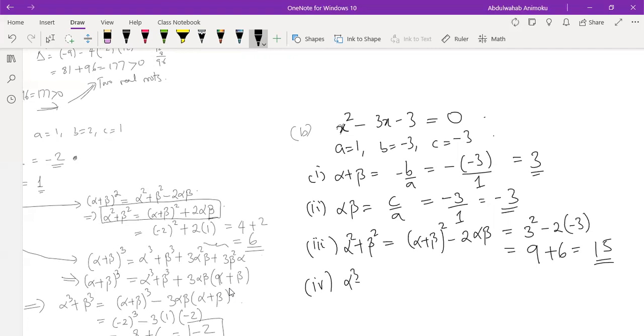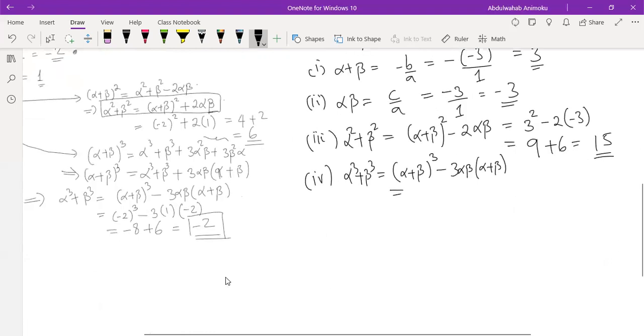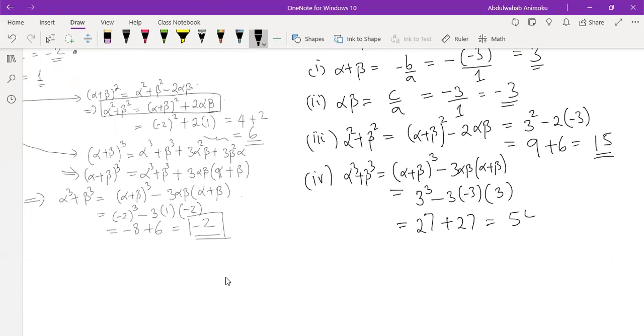And finally, alpha cube plus beta cube. From our previous conversation, this is alpha plus beta all cubed minus 3 alpha beta times alpha plus beta. So when we simplify this, what do we have? Alpha plus beta is already given as 3. So that means 3 cubed minus 3 times alpha beta, which we got as minus 3, then alpha plus beta again, which is 3. 3 cubed is 27. Then minus times minus is plus, 3 cubed again, plus 27. So you have 54 as your answer for alpha cube plus beta cube.